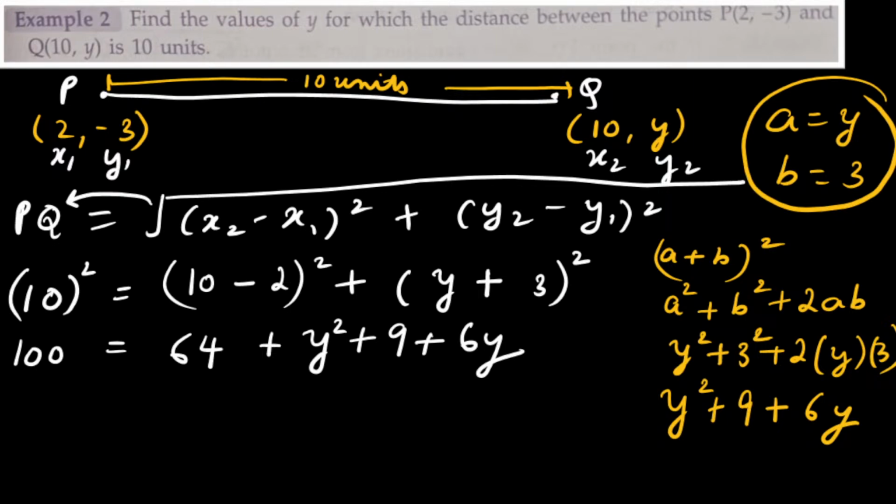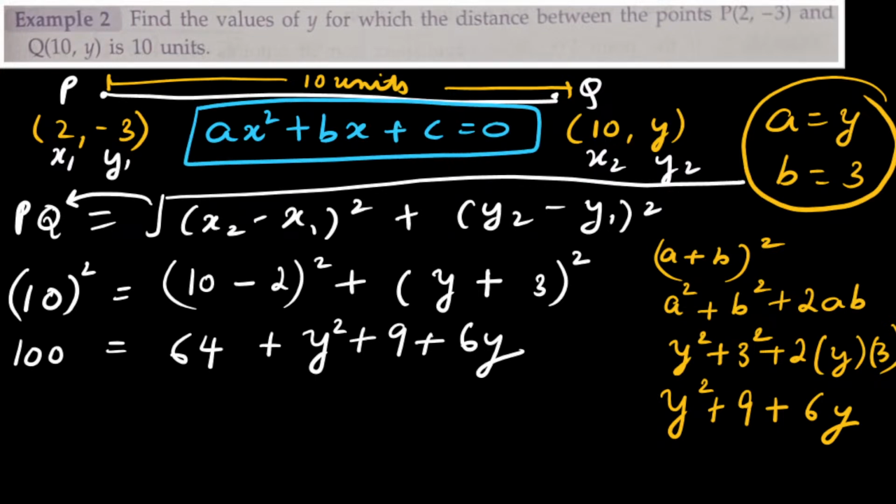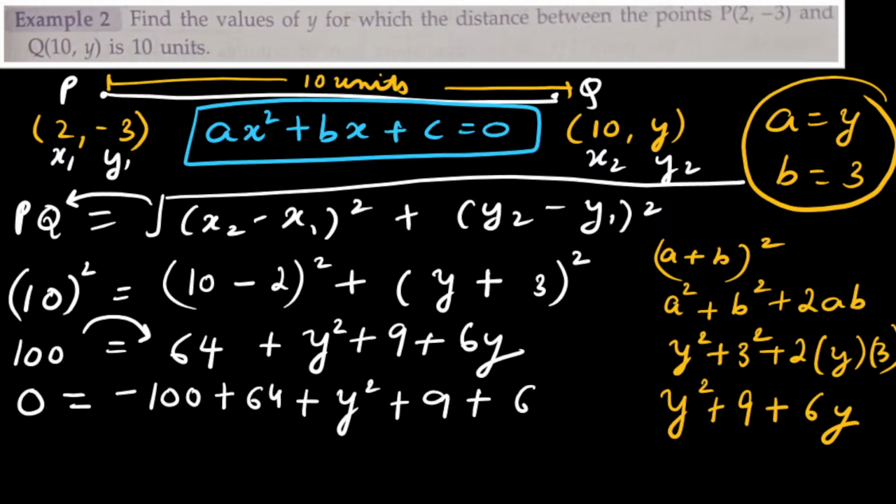So this has now become a quadratic equation. The standard form of a quadratic equation, we know, is ax square plus bx plus c equals 0. All the terms should be on one side. So we have to convert the given expression into this form. I'll shift 100 also to this side, so the other side is 0. When I shift 100 to this side it becomes negative 100. Negative 100 plus 64 plus y square plus 9 plus 6y.